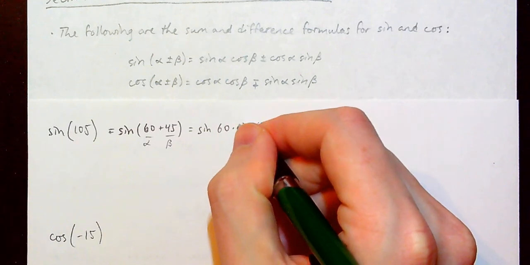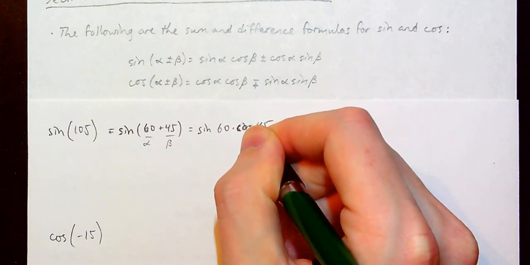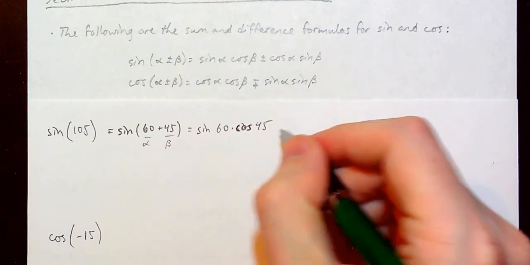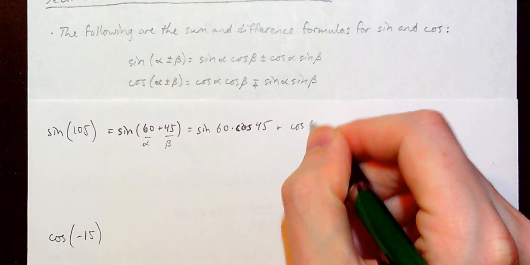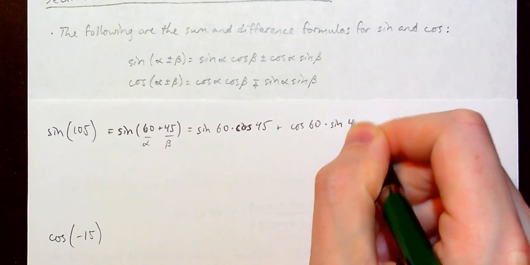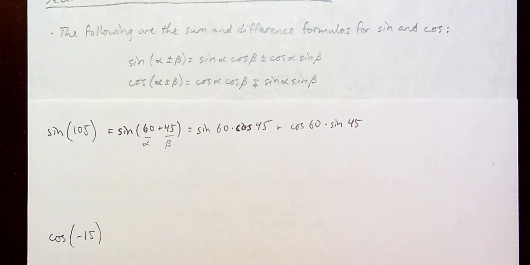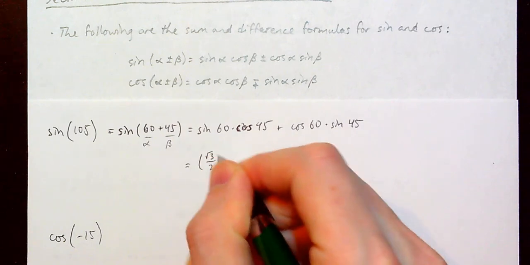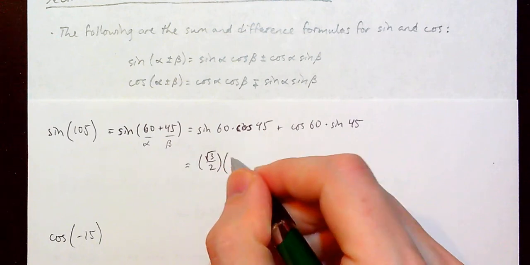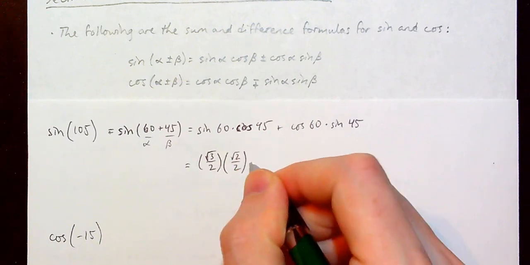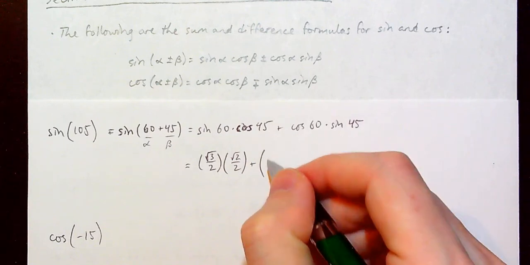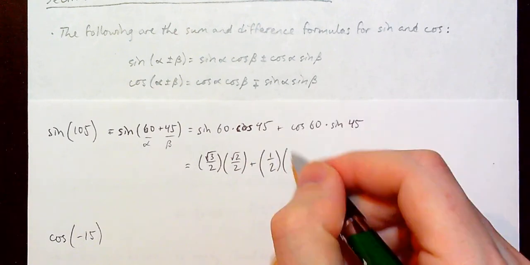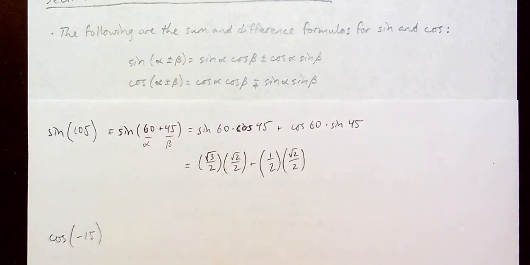My apologies, cosine of 45 plus the cosine of 60 times the sine of 45. So now we just have to recall what are the values of our trig functions at 60 and 45. Sine of 60 is radical 3 over 2. Cosine of 45 is radical 2 over 2. Cosine of 60 is 1/2. And sine of 45 is radical 2 over 2.